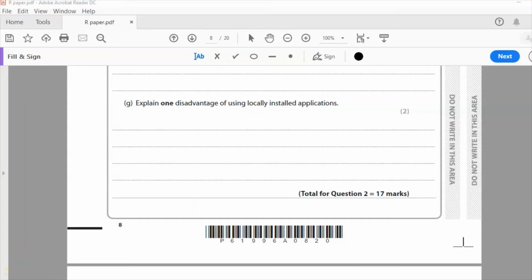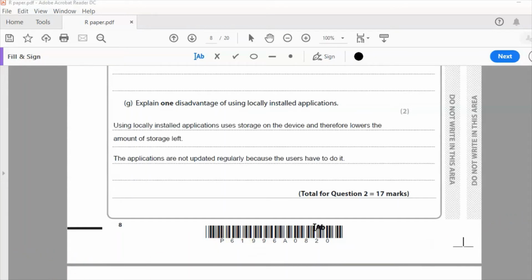Locally installed means it's stored on your computer or your device. And so if you're doing that, you're going to use the computer's storage. Let's just use storage, not memory. We use the word storage. So it's restricting, it's lowering the amount of storage you've got available. So if you're trying to take pictures, you've got less storage because you've got locally installed applications.